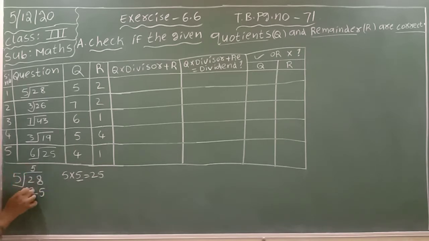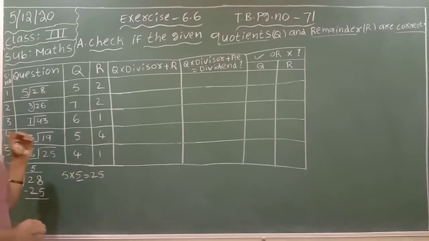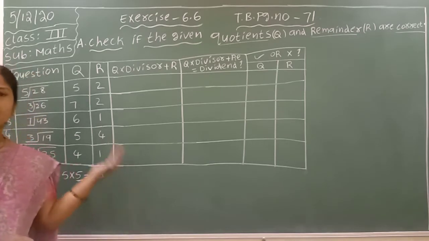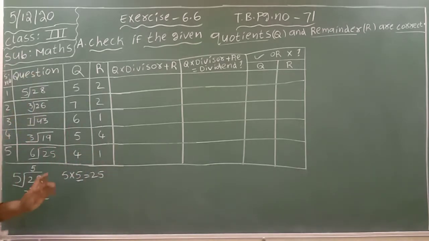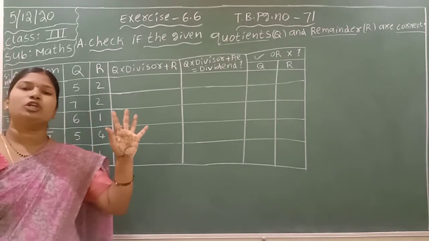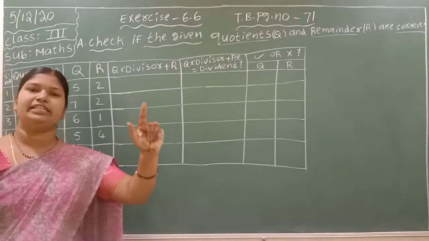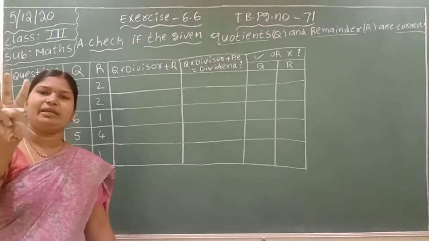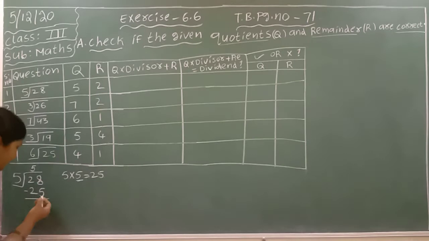These two numbers multiplied give this answer. 5 into 5, 25. Keep a minus symbol and do the subtraction. Why? Because division is nothing but repeated subtraction. 8 minus 5: open your 8 fingers and close 5 fingers. 1, 2, 3, 4, 5. How many fingers are remaining? 1, 2, 3. The answer is 3 here. 2 minus 2, 0. Okay? This becomes the quotient and this is known as the remainder. 5 is known as the divisor, and 28 is known as the dividend.